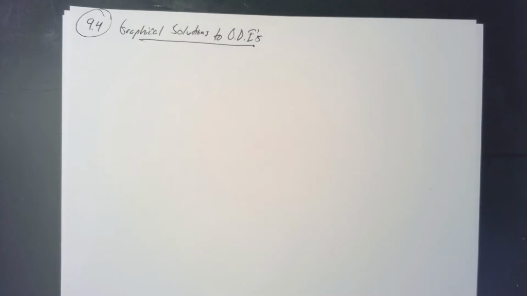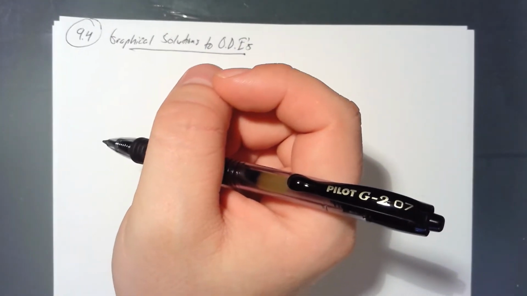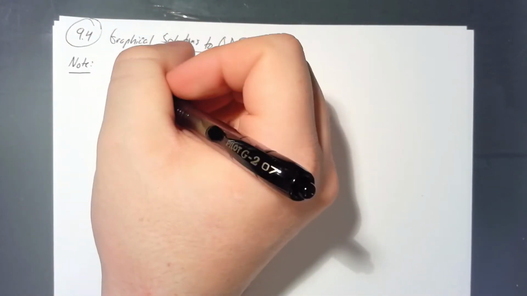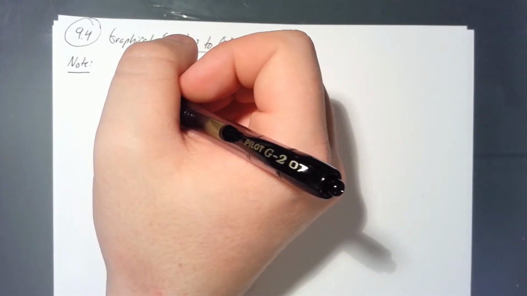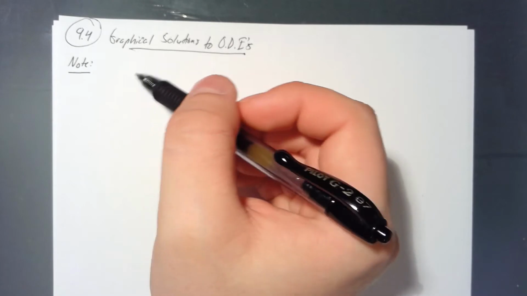Alright, so the last section in Chapter 9 that we're going to look at here is graphical solutions to differential equations. Let's make a few notes here. The last section is actually pretty simple. It's something that you've seen in Calc 1 already. It's pretty straightforward. So let's make a note. So we're going to be looking at the first derivative and second derivative here, and from a different perspective.